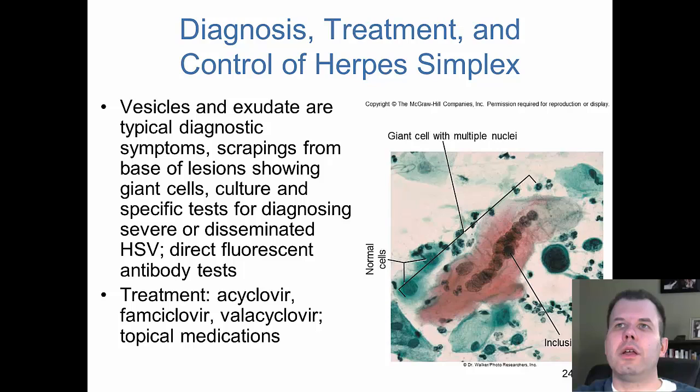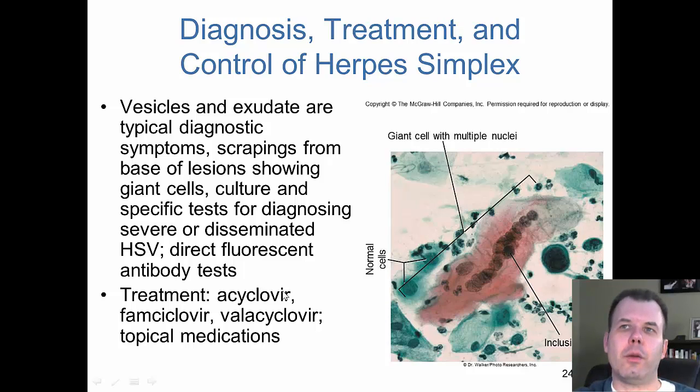Okay? Now, diagnosis, treatment, and control of herpes. Again, vesicles and exudate are the typical diagnostic forms. You can do scrapings at the base of the lesions and look for giant cells. So here's a giant cell with multinuclei, and this is an inclusion showing you that this is a virally infected cell. Again, specific tests are given to diagnose HSV, and direct fluorescent antibody tests are there.